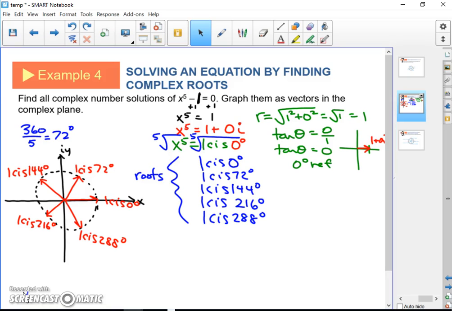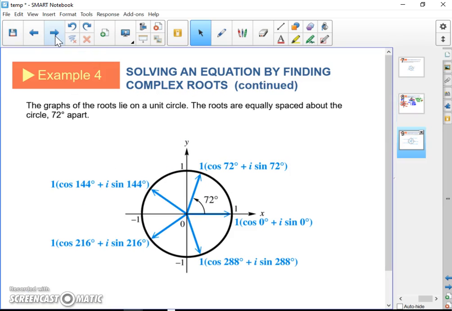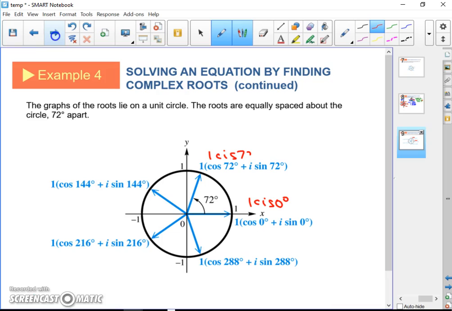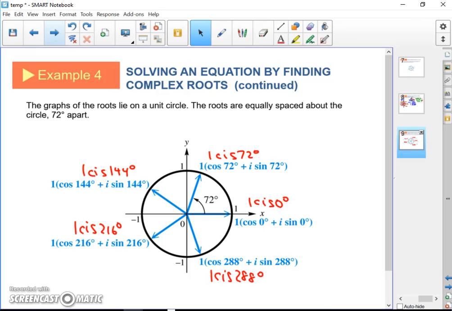If you look at the next slide, there's maybe a better picture of what we did. Notice we had written the abbreviated version: 1 cis 0, 1 cis 72, 1 cis 144, 1 cis 216, and 1 cis 288. But it's the same thing. This is a little bit better executed, I suppose.